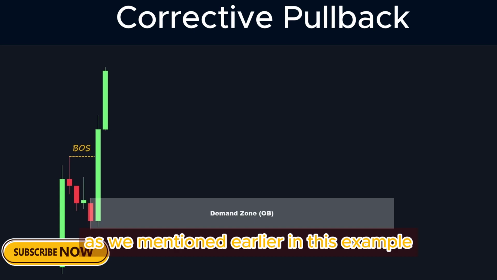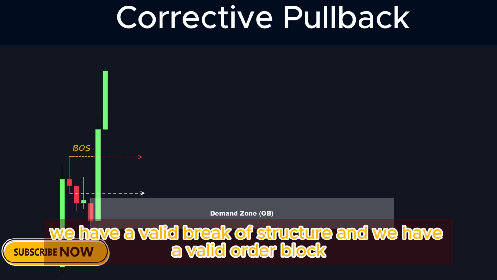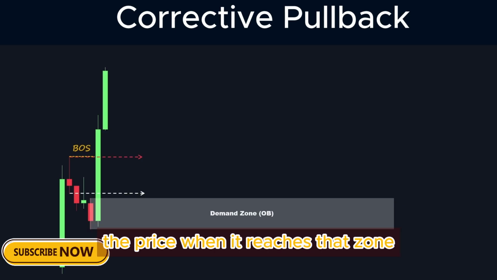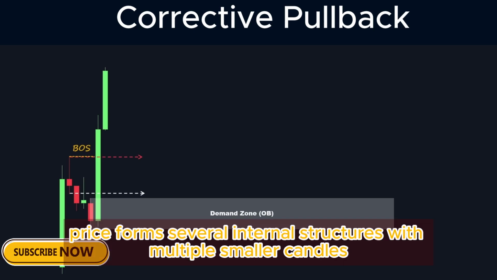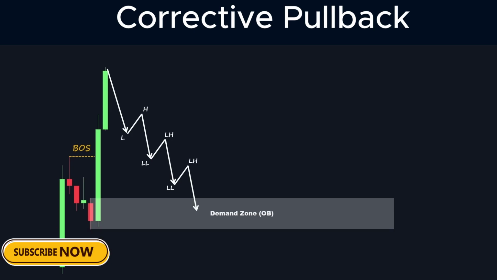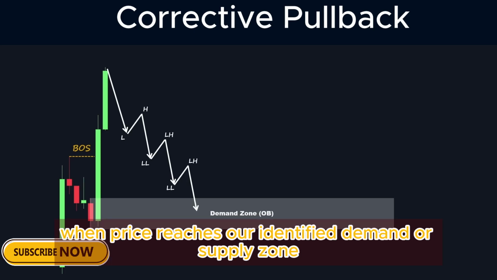As we mentioned earlier, in this example we have a pullback as the lowest point of this candle has broken to the downside. Subsequently, we have a valid break of structure, and we have a valid order block which we believe has a high potential to reverse the price when it reaches that zone. In the corrective pullback model, as we mentioned earlier, price forms several internal structures with multiple smaller candles until it reaches our identified point of interest. Despite the aggressive pullback, we consider entering into the market when price reaches our identified demand or supply zone.